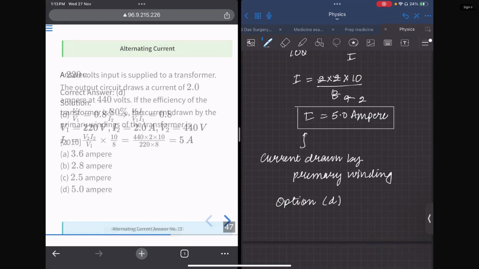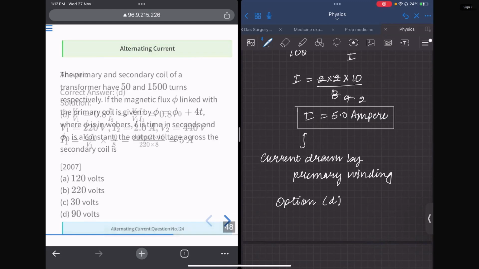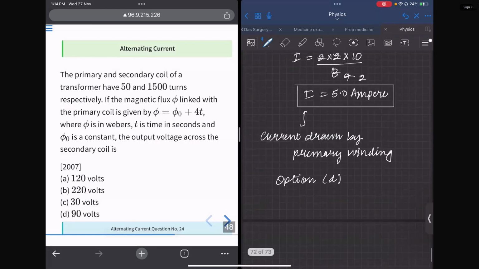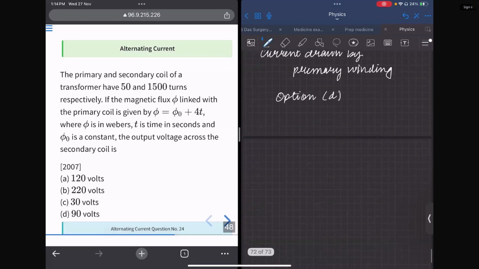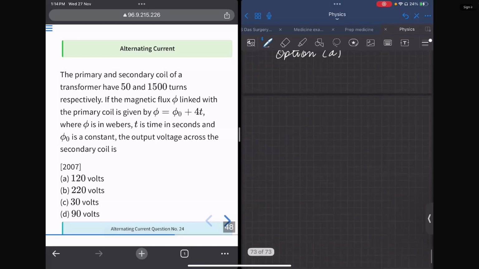Okay. Moving on to the next one, we have that the primary and secondary coil of a transformer have 50 and 1500 turns respectively. So again, a transformer based question. We have question number 24. We have a primary and a secondary coil. This is primary, this is secondary. So primary coil, they have given the number of turns is equal to 50 and Ns is equal to 1500.